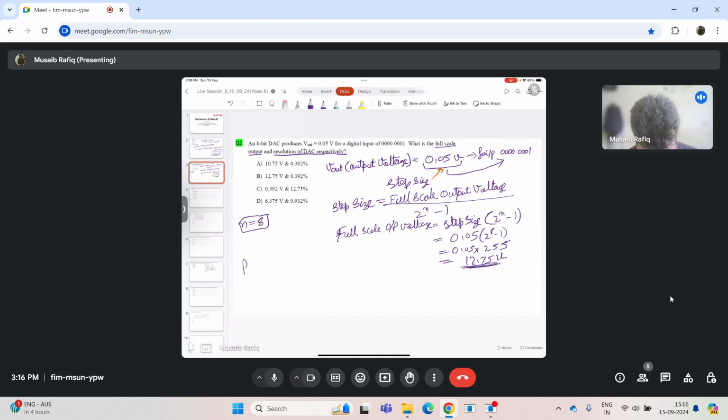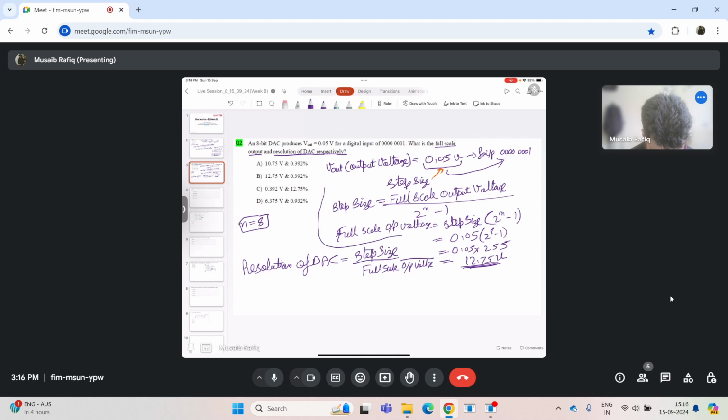Now the resolution of DAC. So the resolution of DAC is equal to step size divided by full scale output voltage.